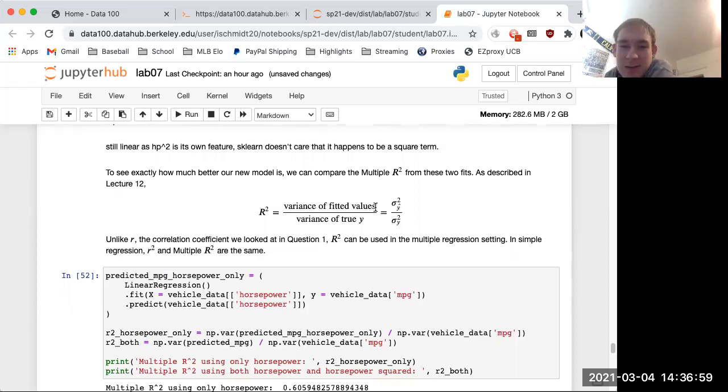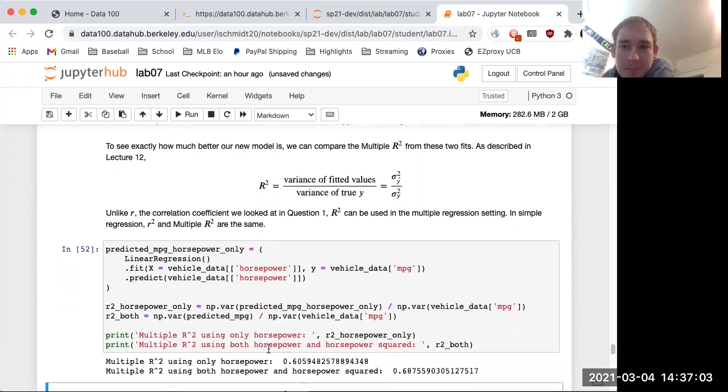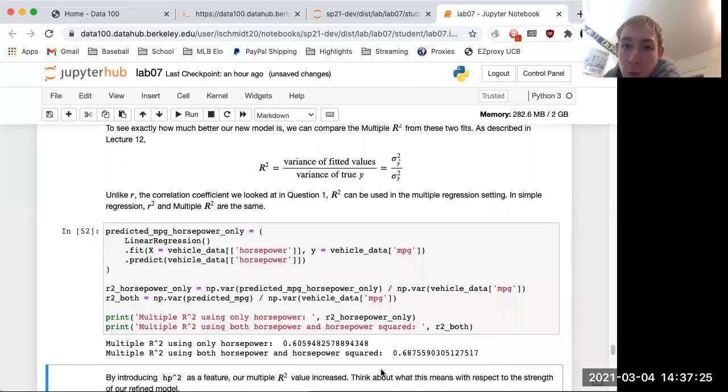But in practice, it's not always going to be close to 1. And we can see the difference. So if we only use horsepower, it's about 0.61. Okay, fine. I don't really know how to interpret that. Seems reasonable. If we use both horsepower and horsepower squared, it goes up to 0.687, and so on. That's an indicator that it's doing a little bit of a better job. We'll be able to capture more of the variance.